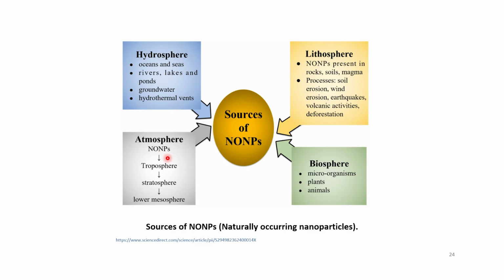Then in the atmosphere, in the troposphere, stratosphere and lower mesosphere also there are sources of nanoparticles. They have been found in moon dust, in cosmic dust and everywhere, in meteorites also. So there are a lot of sources for naturally occurring nanoparticles. So these are natural nanoparticles.